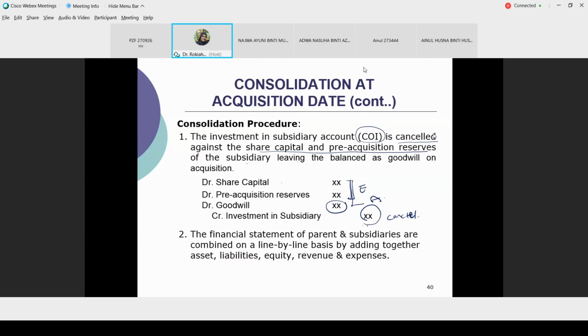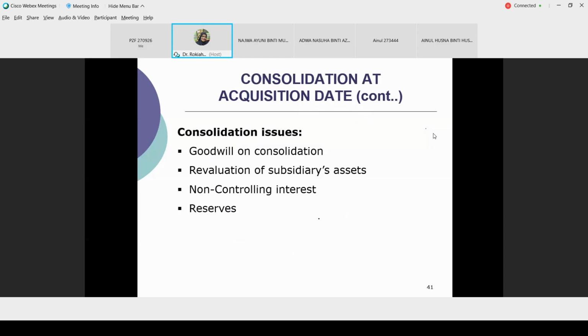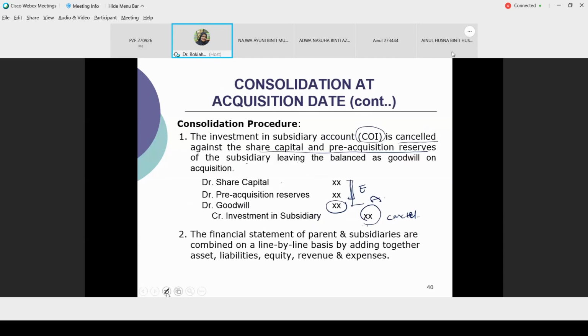So again, I'll just repeat the procedure that we have here. The first procedure is that we need to eliminate the COI, cost of investment. We're going to cancel it. Cancel means that you need to credit. We're going to credit the cost of investment. And then for the debit side, we're going to cancel again: share capital here is the debit side, share capital and pre-acquisition reserve of the subsidiary. And then the balance here will be goodwill.